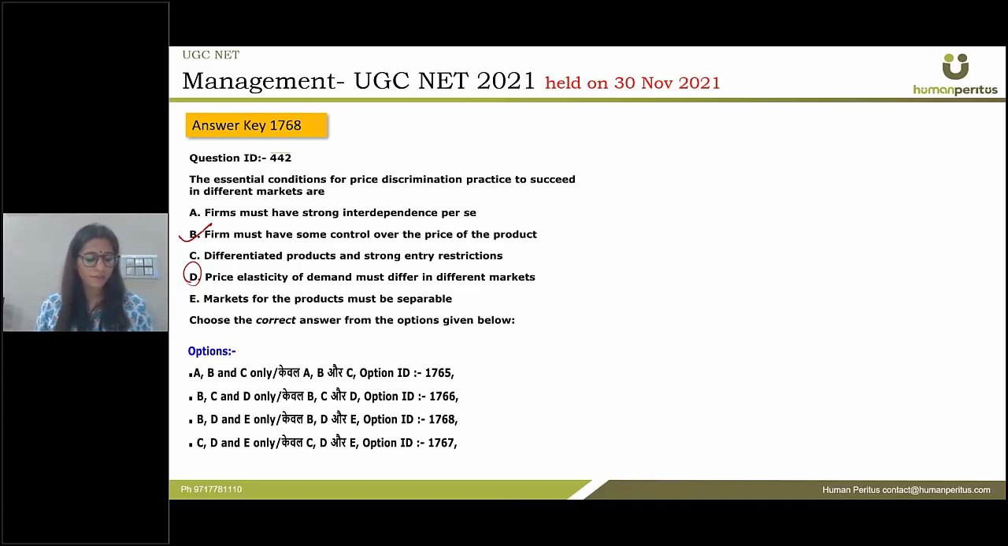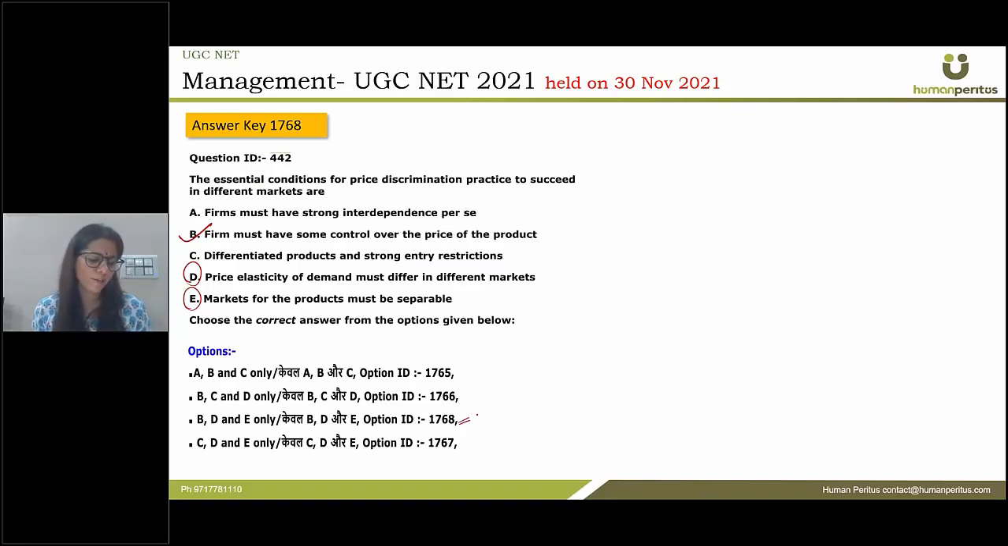And then the markets of the products must be separable. Only then we'll be able to sell the same product at different prices. Only when the markets can be separated, when there are 2 or 3 markets, then only we'll be able to set different prices for the similar products. So it makes E also correct. So accordingly, B, D and E, which option seems till now the correct? Which is 1768. Now let us consider the other statements also.